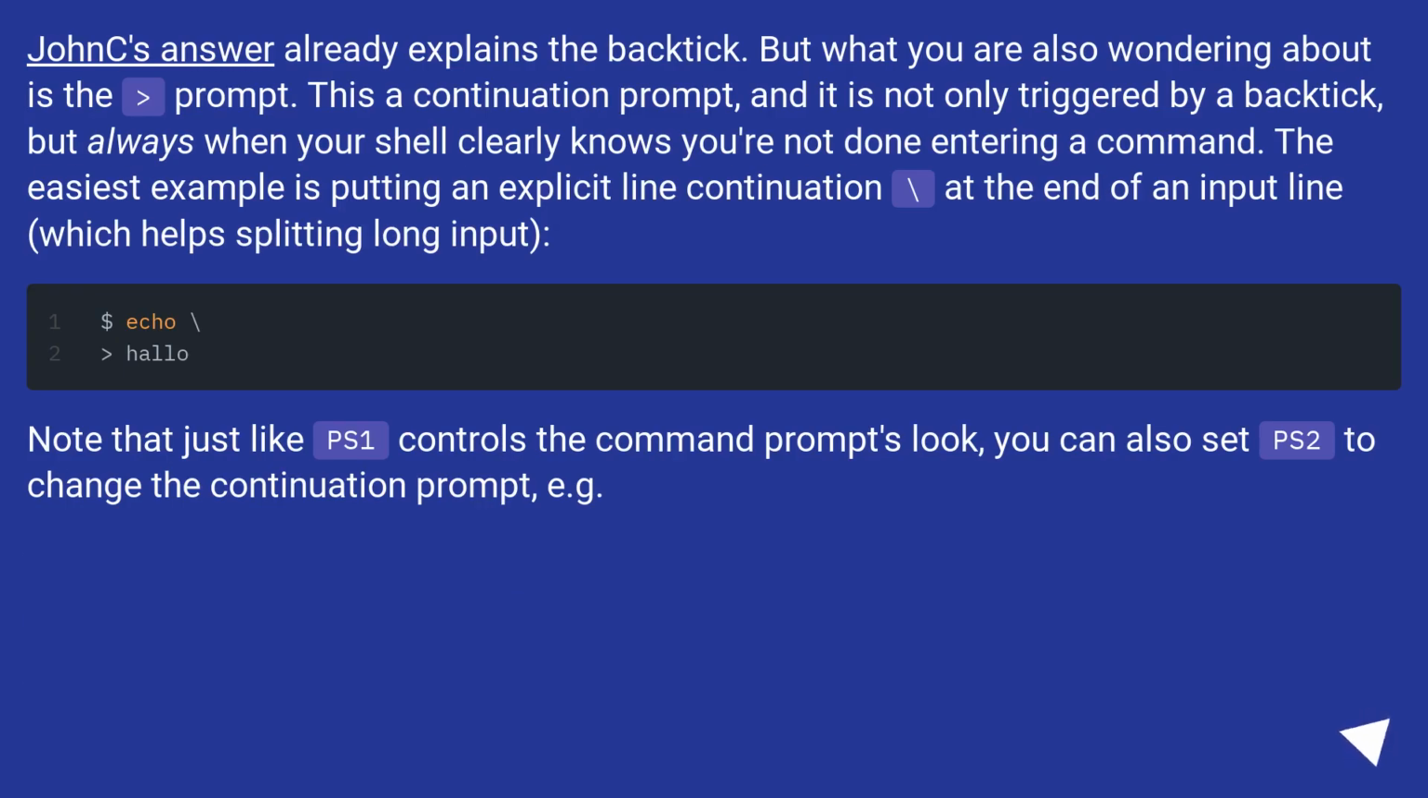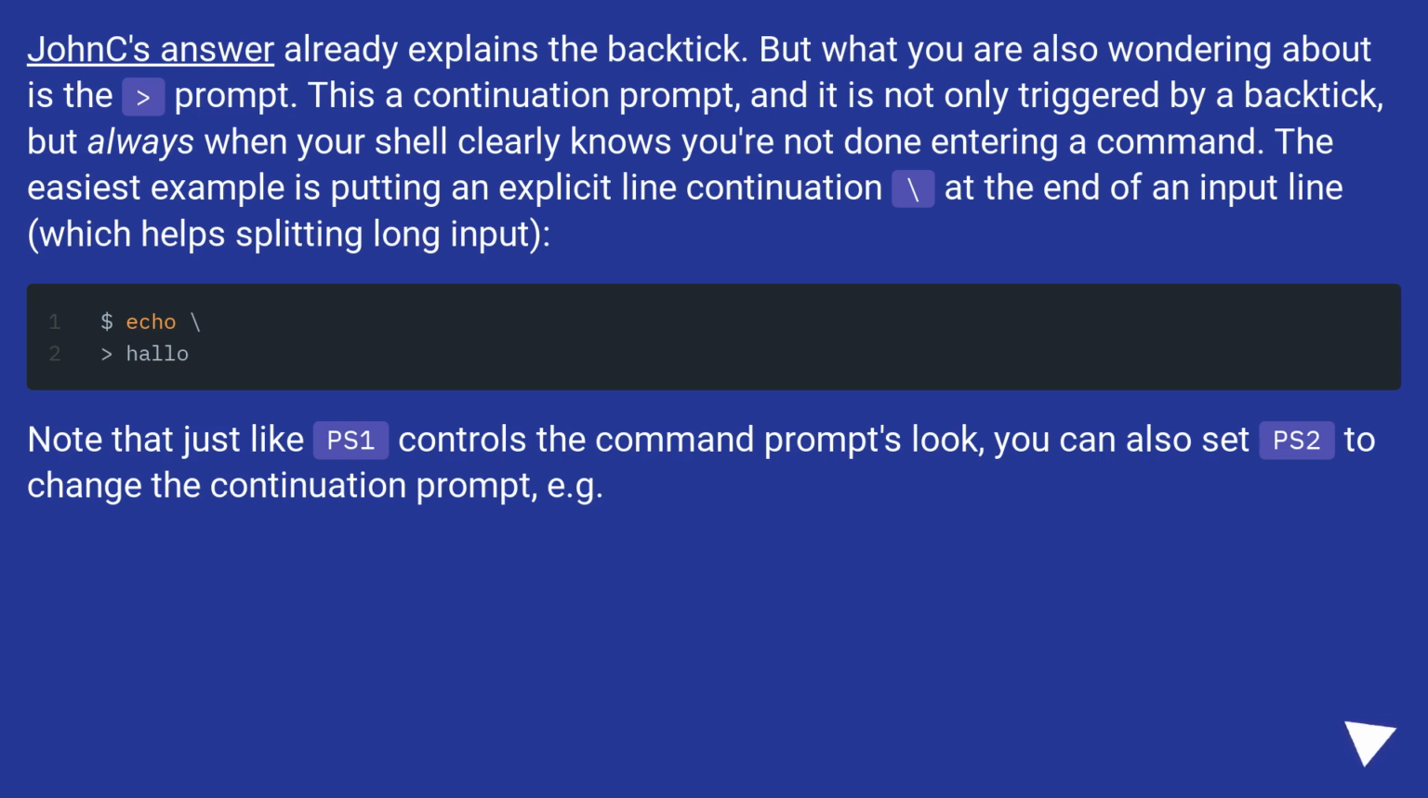John's answer already explains the backtick. But what you are also wondering about is the > prompt. This is a continuation prompt, and it is not only triggered by a backtick, but always when your shell clearly knows you're not done entering a command. The easiest example is putting an explicit line continuation at the end of an input line, which helps splitting long input.